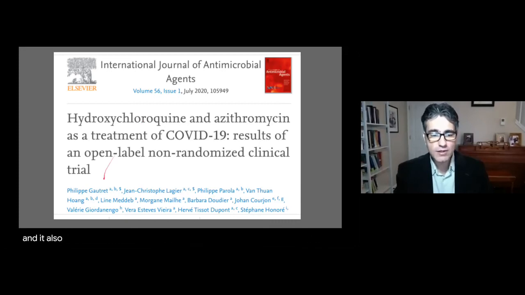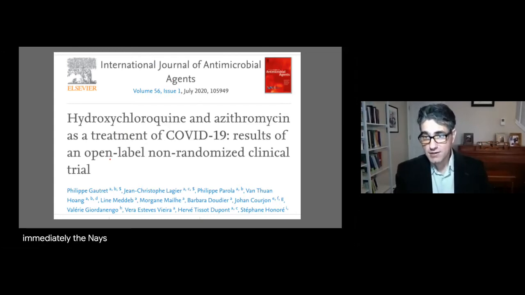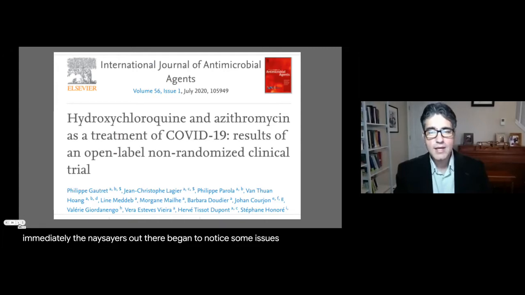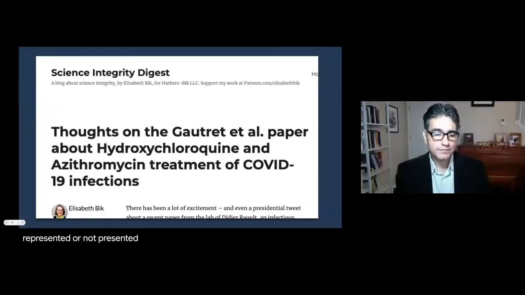And this was seen as a cheap and fast way to do it. And it all started really with this research here. This eventually came out in this journal, the International Journal of Antimicrobial Agents. However, immediately the naysayers out there began to notice some issues. And again, any research has issues, but the problem with this was the way the issues were presented or not presented. So Elizabeth Bik, she's a blogger.